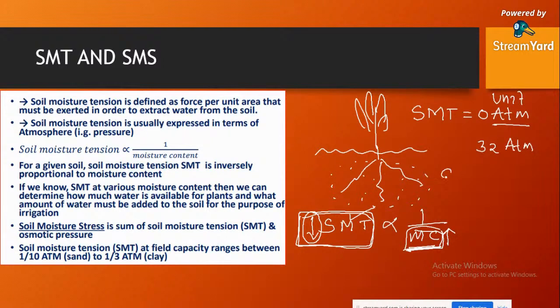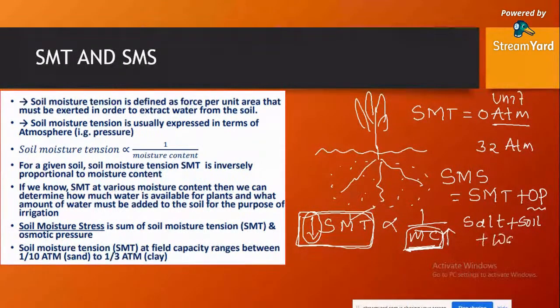Now there is the soil moisture stress. Soil moisture stress is nothing but soil moisture tension plus osmotic pressure. What is osmotic pressure? Suppose there is some salt content present in the soil, and after we irrigate or supply water to the field, what will happen? The soil solution will become an alkaline soil solution.